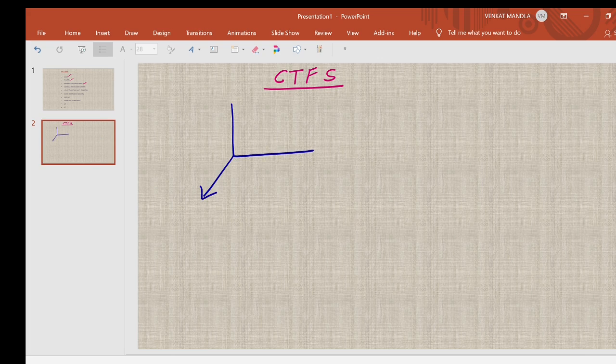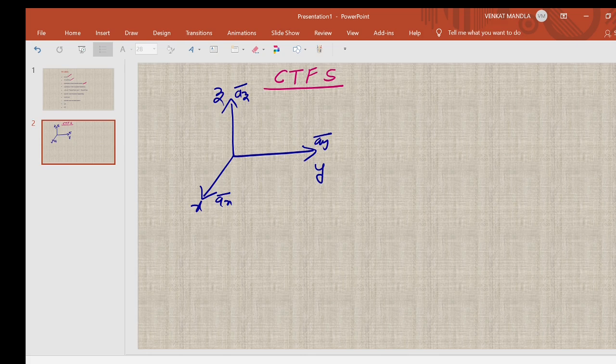I have a three-dimensional plane, X, Y, and Z. The directions are represented by unit vectors. The unit vectors are used to represent the directions. Along X, you have AX. Along Y, you have AY. Along Z, you have AZ. So these unit vectors are used to represent the directions.